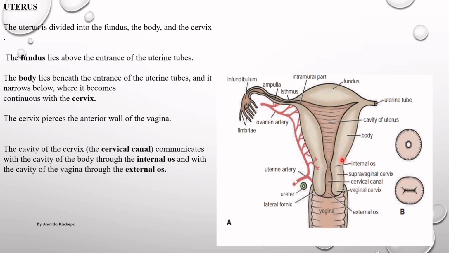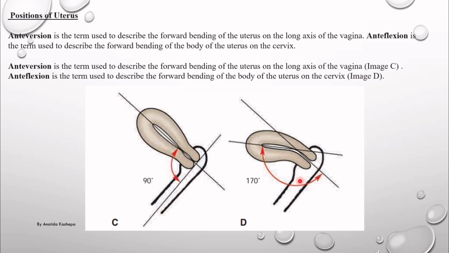It communicates with the uterus at the internal os and with the vagina at the external os. As we can see, as the cervix pierces the vagina, it will form these fornices. We have lateral fornices. The normal position of the uterus is anteverted and anteflexed. So anteverted is image C, anteflexed is image D.